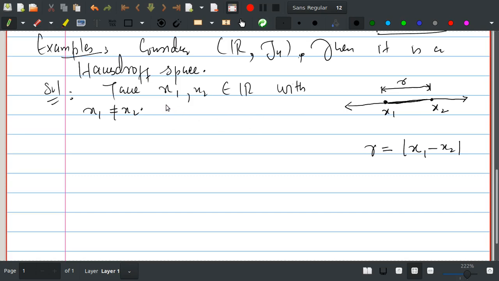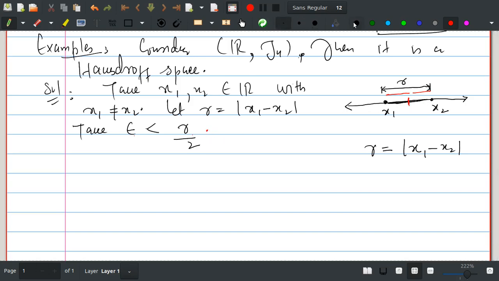Now what do we do? Let r be the distance between these two real numbers, and we take epsilon to be less than r by 2. So this distance over here is r by 2 and this is r by 2. Now we take epsilon to be less than half of the distance between these 2 points.